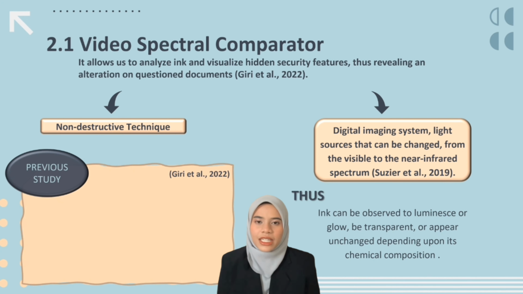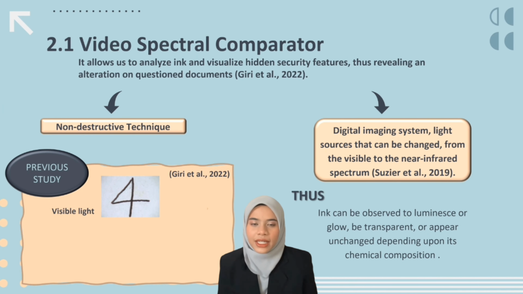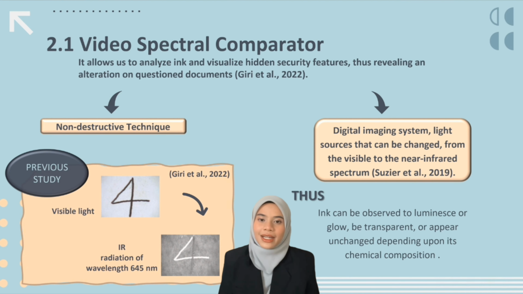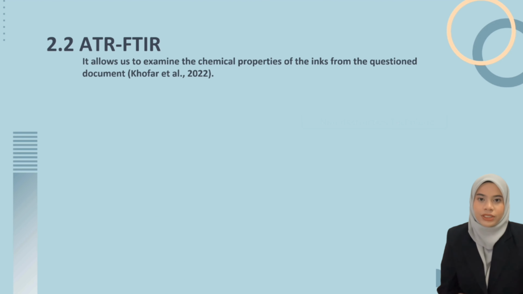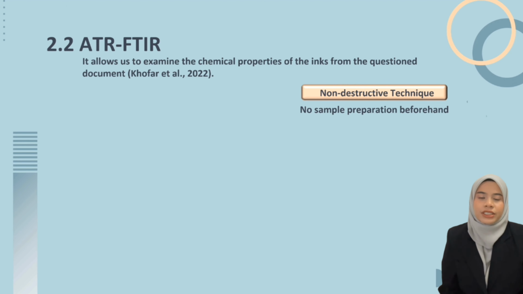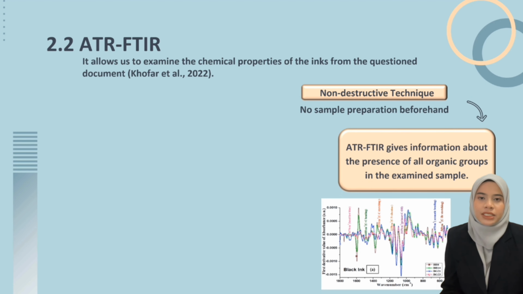In a previous study by Giri in 2022, the number 4 was observed to show no changes under visible light, while the number 4 glowed under IR radiation with a wavelength of 645 nanometer. Next, FTIR was used to examine the chemical properties of the ink from the questioned document. This technique is non-disruptive as there is no prior sample preparation and it gives information about the presence of all organic groups in the examined sample.